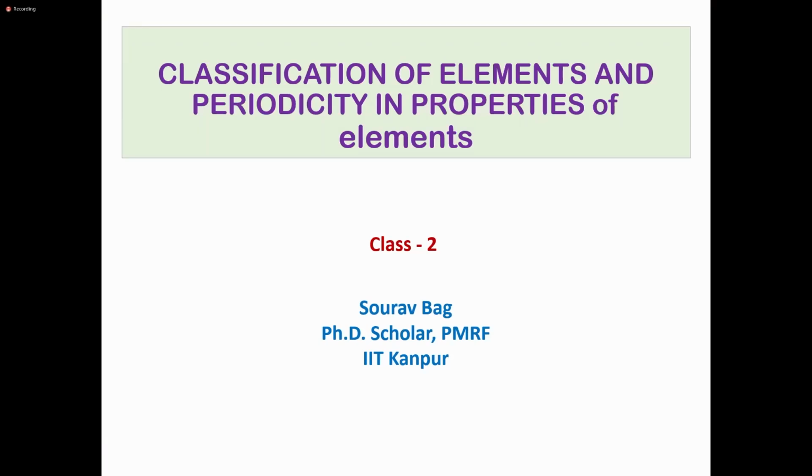So today is the second class of classification of elements and periodicity in properties of elements. In this class, we will learn about the modern periodic table and how it has been arranged. In our previous class, we learned about the history of the periodic table, how it was created, and how we came to the long periodic table.